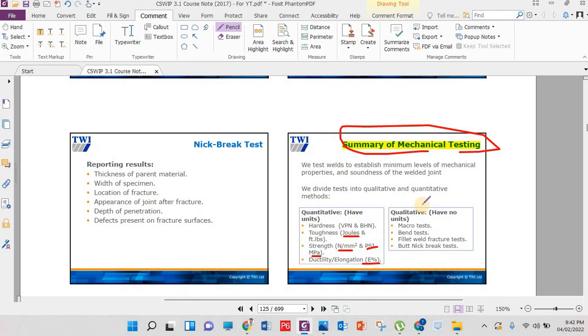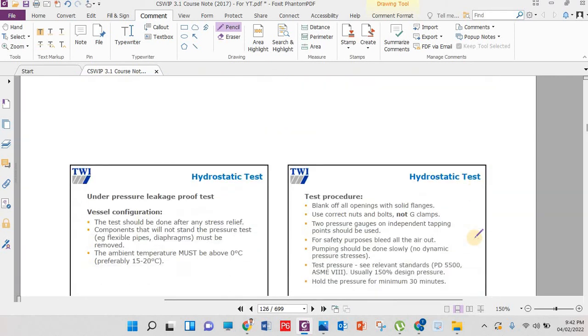Then we have qualitative, which has no units, considered macro test. Macro test has a magnification of 10 times, bend test, root test, face test, and side test. In the root test, we have root indentation. In the face bend test, we have face indentation. In the side, we have side indentation. And same for the opposite. For the fillet weld fracture test, we need to make a fracture test with the hammer. We have to hammer and see the results. Butt neck test, etc.